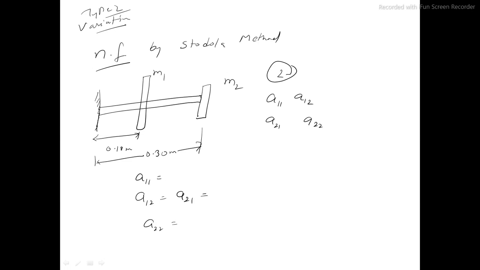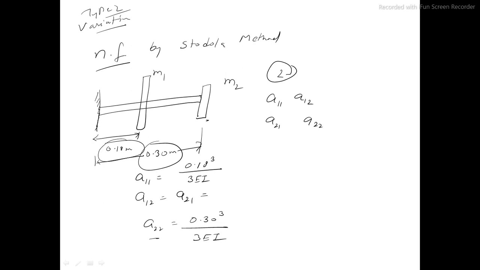For the first, as you know the formula of deflection of a cantilever beam, this distance you have to take: 0.18 cube divided by 3EI. This is the formula. If you don't know it, you can see the deflection of beams chapter in the strength of materials subject, deflection of cantilever beam. For the second mass you can take this distance, 0.30 cube upon 3EI. E is Young's modulus and I is the moment of inertia.